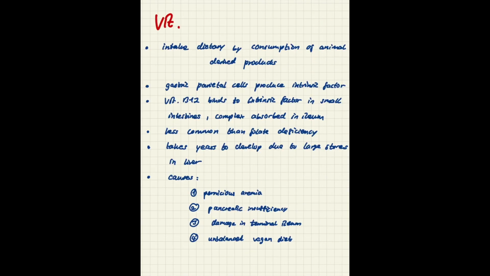Vitamin B12 is taken up from the diet by consumption of animal-derived products. Gastric parietal cells produce intrinsic factor. Vitamin B12 binds to intrinsic factor in the small intestine, and the complex is absorbed in the ileum.